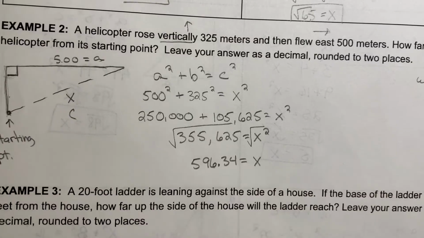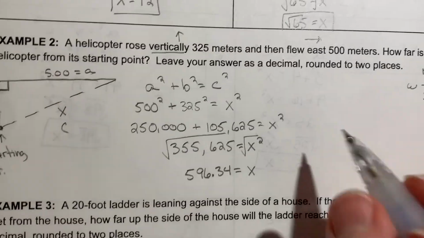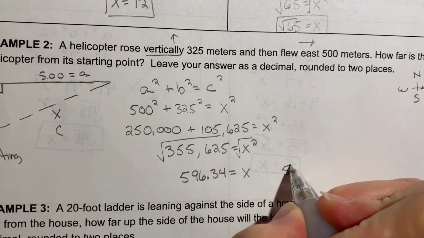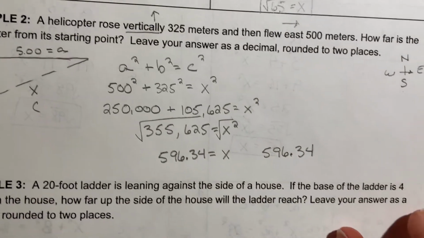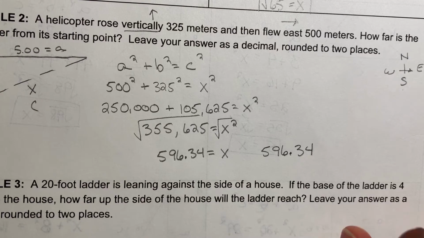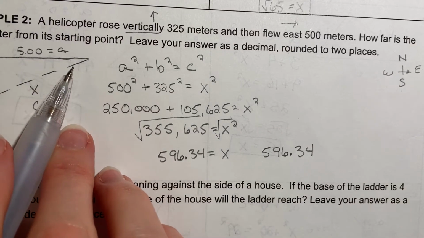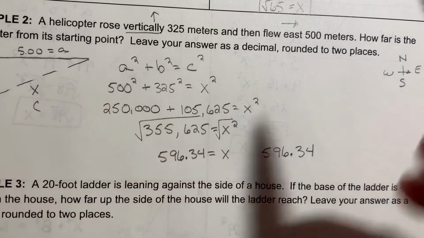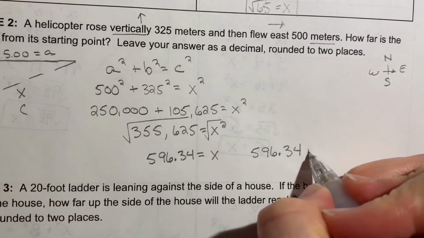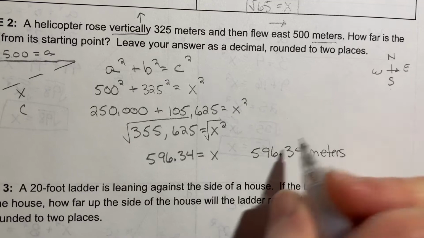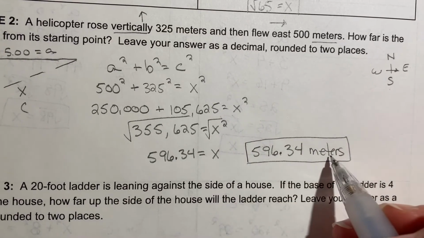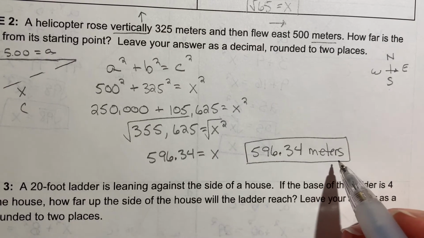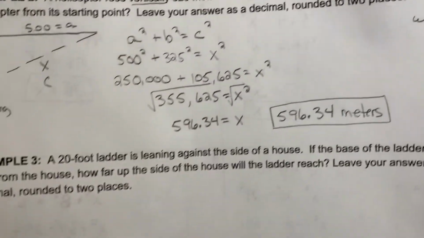Now, this is a story problem, and story problems require a story answer. So I don't want to just do that. If someone asked me how far is the helicopter from the landing place, I wouldn't want to say 596.34. I would want to say 596.34. I need some units here. Meters. So make sure for a story problem that your answer is either a story or at a minimum has units. Every time you do a story problem, you need to have some units.